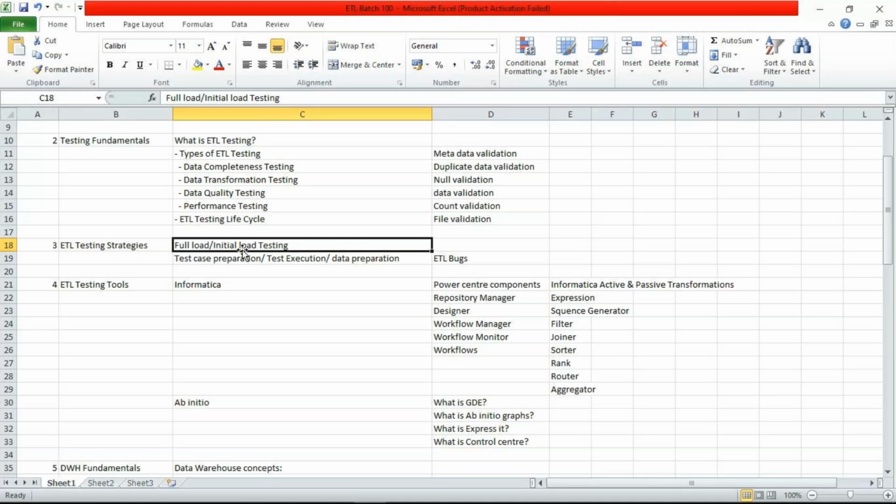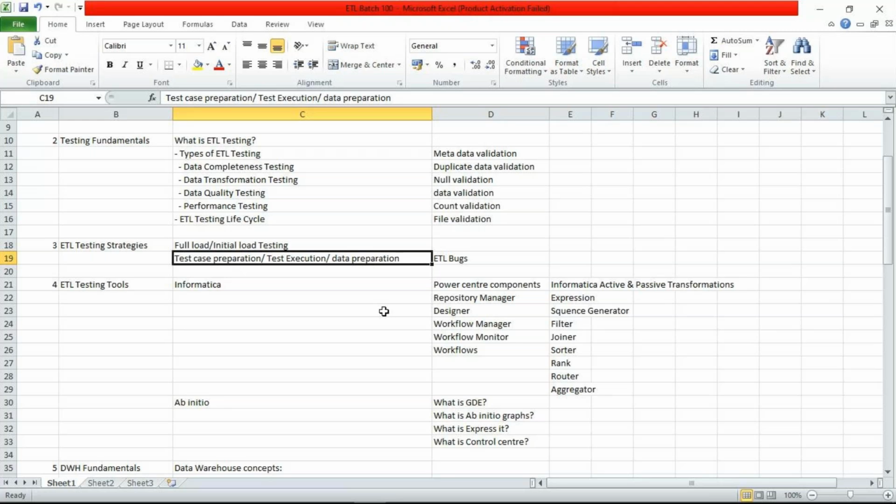I'm just covering the course content, so let's understand the content first. Forget about what is full load, what is initial load, and what is source, what is target. I'll quickly give you that idea. We'll also cover test case preparation, test execution, and data preparation. Data preparation is very important in ETL testing. We will have to prepare our sample data to give as input to the ETL systems. We'll see how we will prepare the test data.